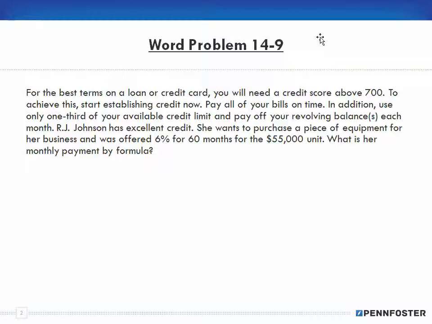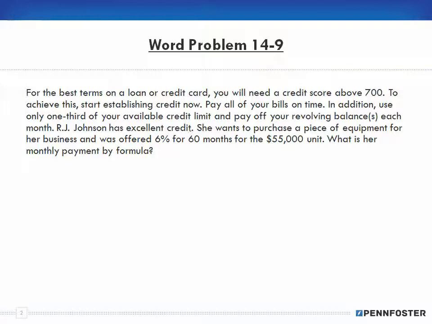All right. So let me get my pen. It says here, for the best terms on a loan or credit card, you will need a credit score above 700. To achieve this, start establishing credit now. Pay all of your bills on time. In addition, use only 1/3 of your available credit limit and pay off your revolving balances each month. All of that basically says is you should just maintain good credit. So all that is really not pertinent to this problem at all.